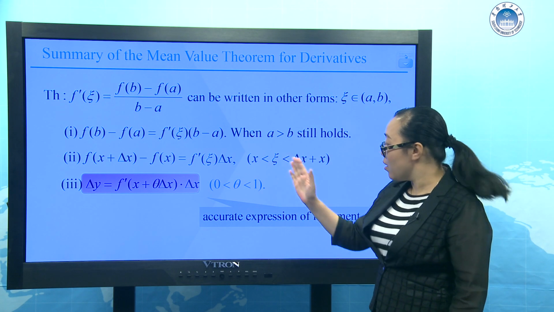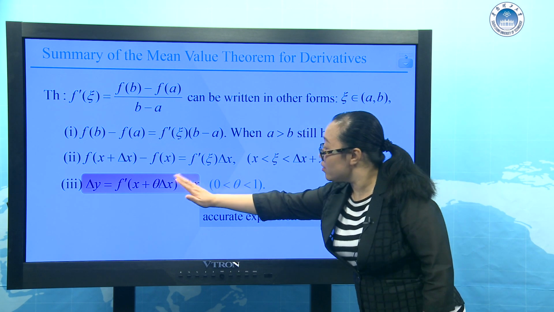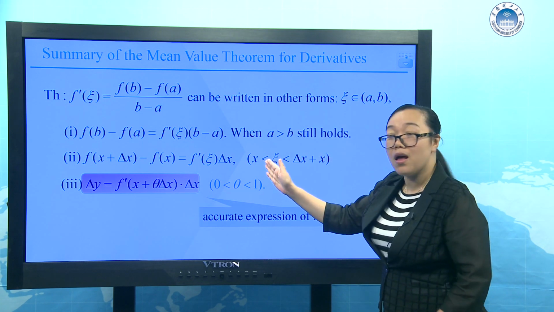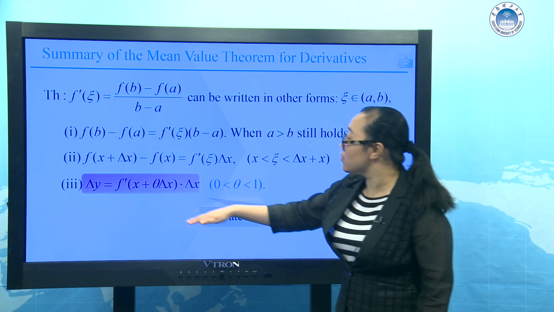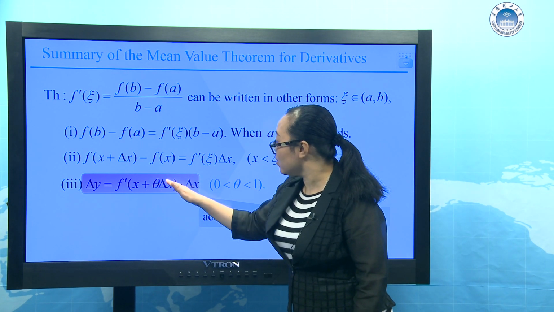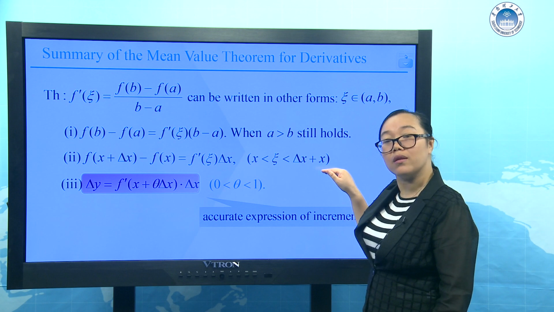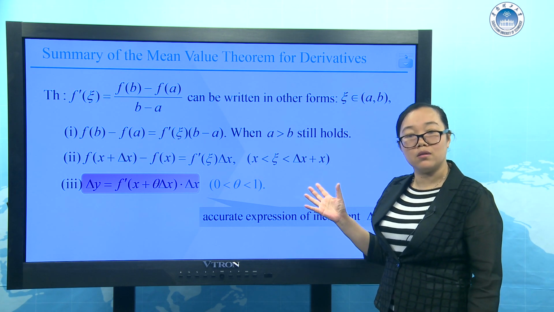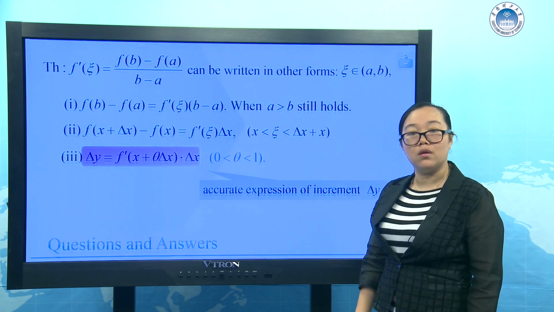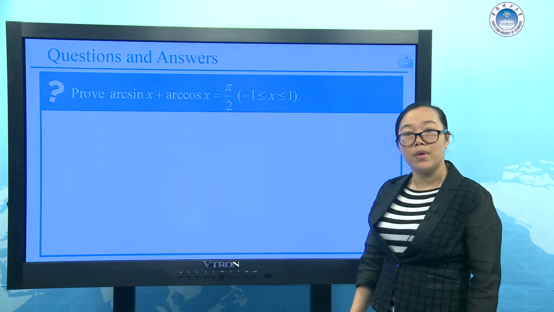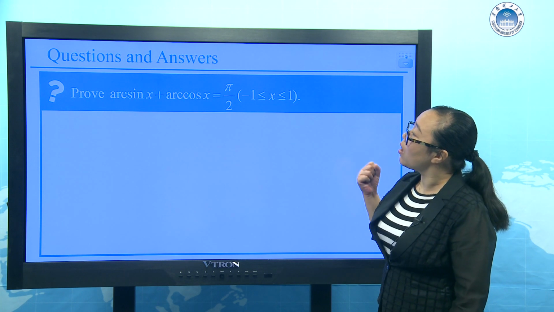Pay attention to theta equals 0. Theta equals 0 means the left end point. Theta equals 1 means x plus 1 times delta x, the right end point. Try to understand the three different forms. So now, using the mean value theorem, finish out the question.